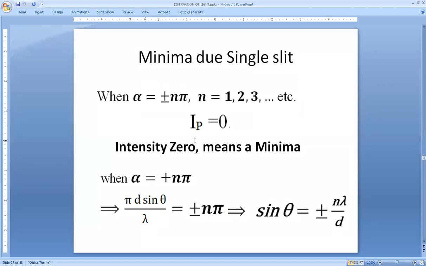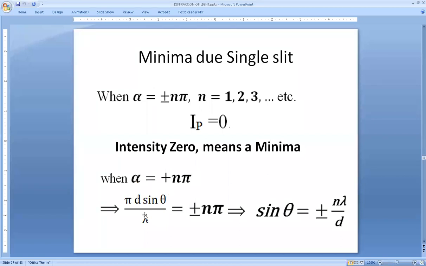So all these terms are forcing the numerator to become 0, because sine square alpha by alpha square is what we are trying to find out. For alpha being any integer multiple of pi, it is going to give you just 0. Intensity is becoming 0, my intensity is vanishing, which means it is a minimum. In earlier cases, we got intensities like A square by something much bigger. But in this case, we are going to get just intensity as 0. So these are the minimas caused due to single slit.